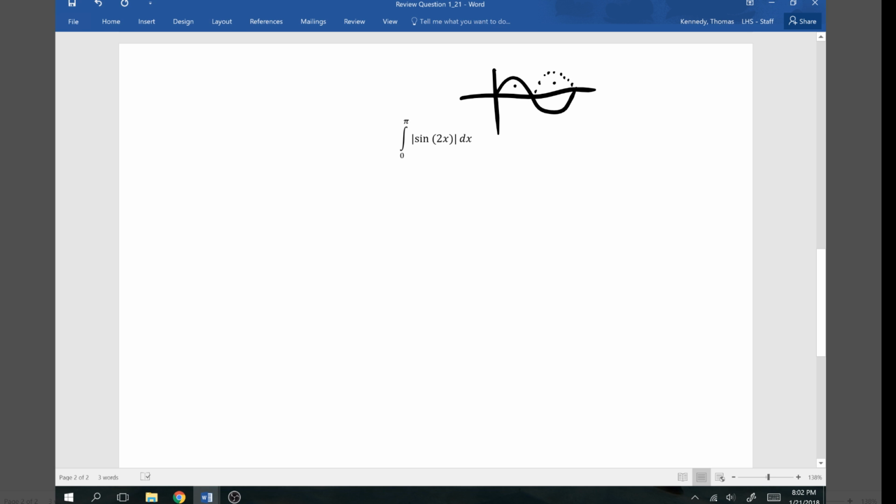Now, there's a lazy way to do this, and there's a not lazy way to do this. The really lazy way to do this that I love is to say, hey, this up hump is going to have the same area as this up hump, the first one. So since these have the same area, I do 2 times the integral from 0 to pi over 2 of just sine of 2x dx. That's the lazy way. Like the really lazy way.